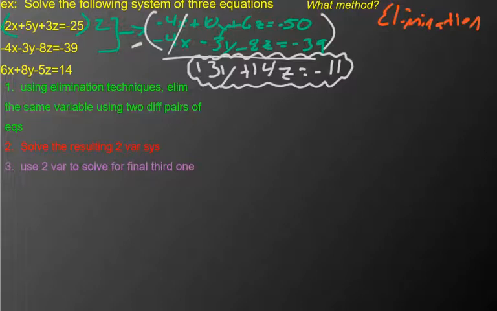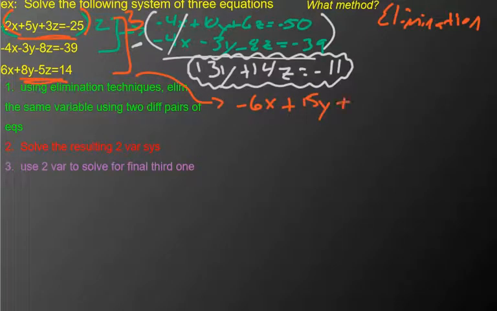And then I will do this and this now. I'm going to use equations 1 and 3, and multiply equation 1 by 3, and then it will match up the 6x and the 6x, and I can eliminate x that way. So I'm going to do this down here. I got negative 6x plus 15y plus 9z equals negative 75. And then I'm just going to copy that third equation down.